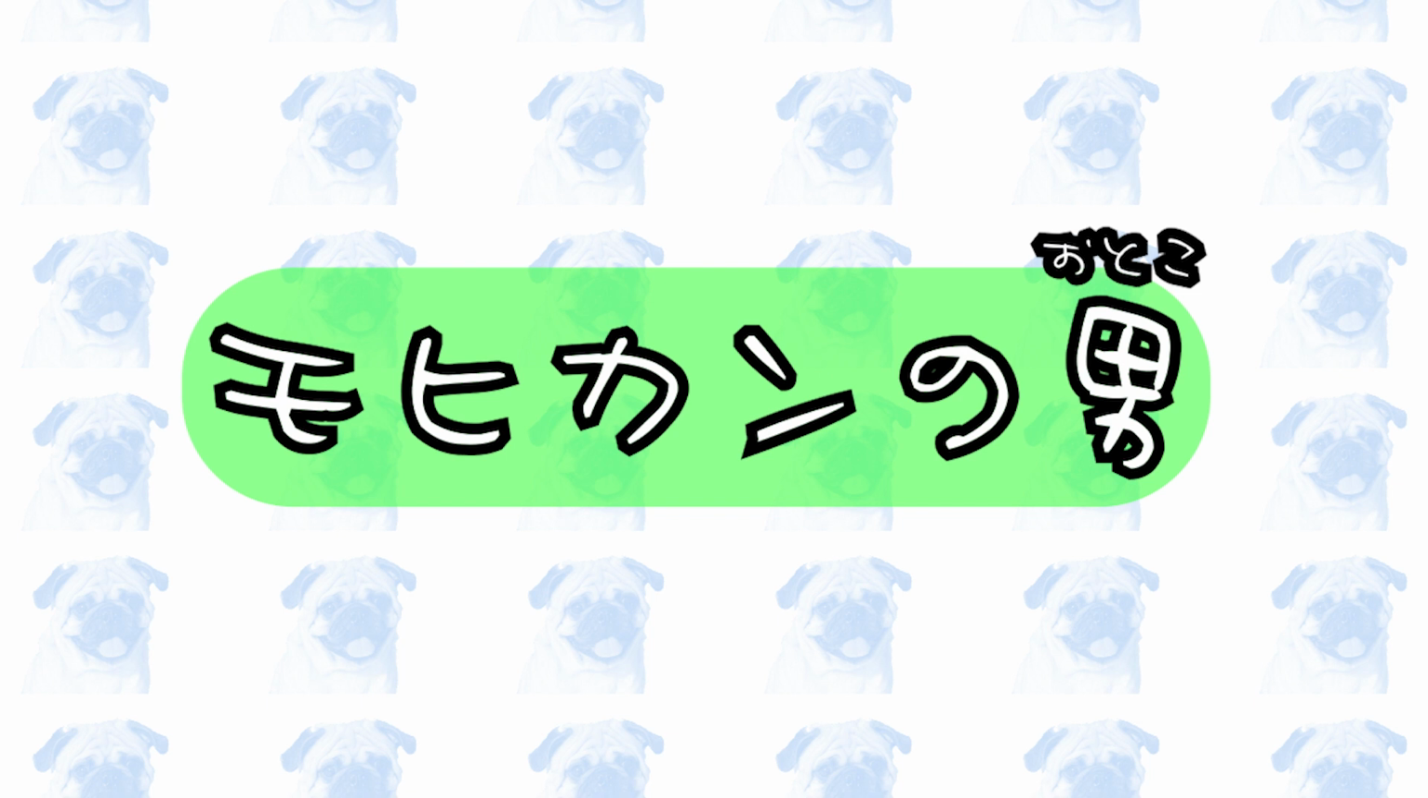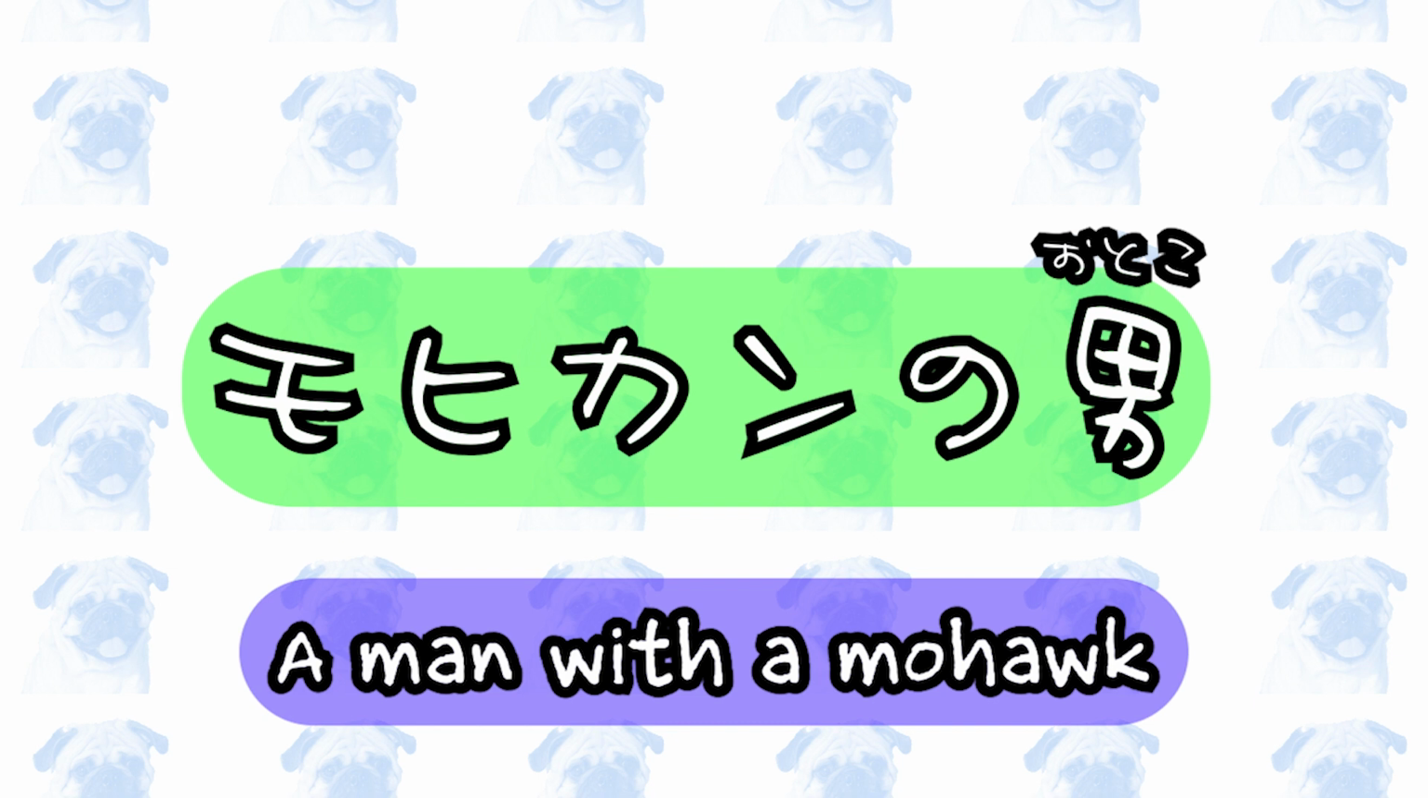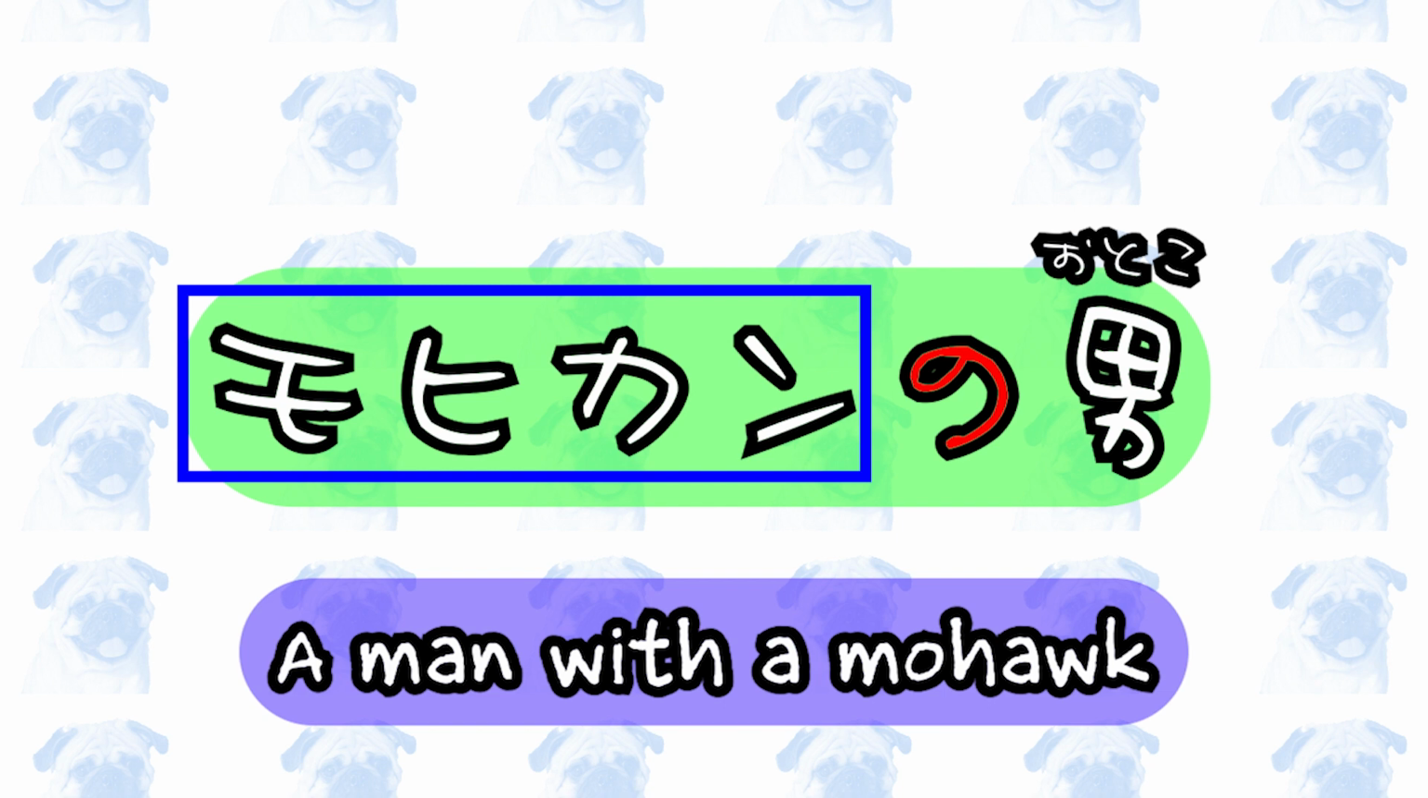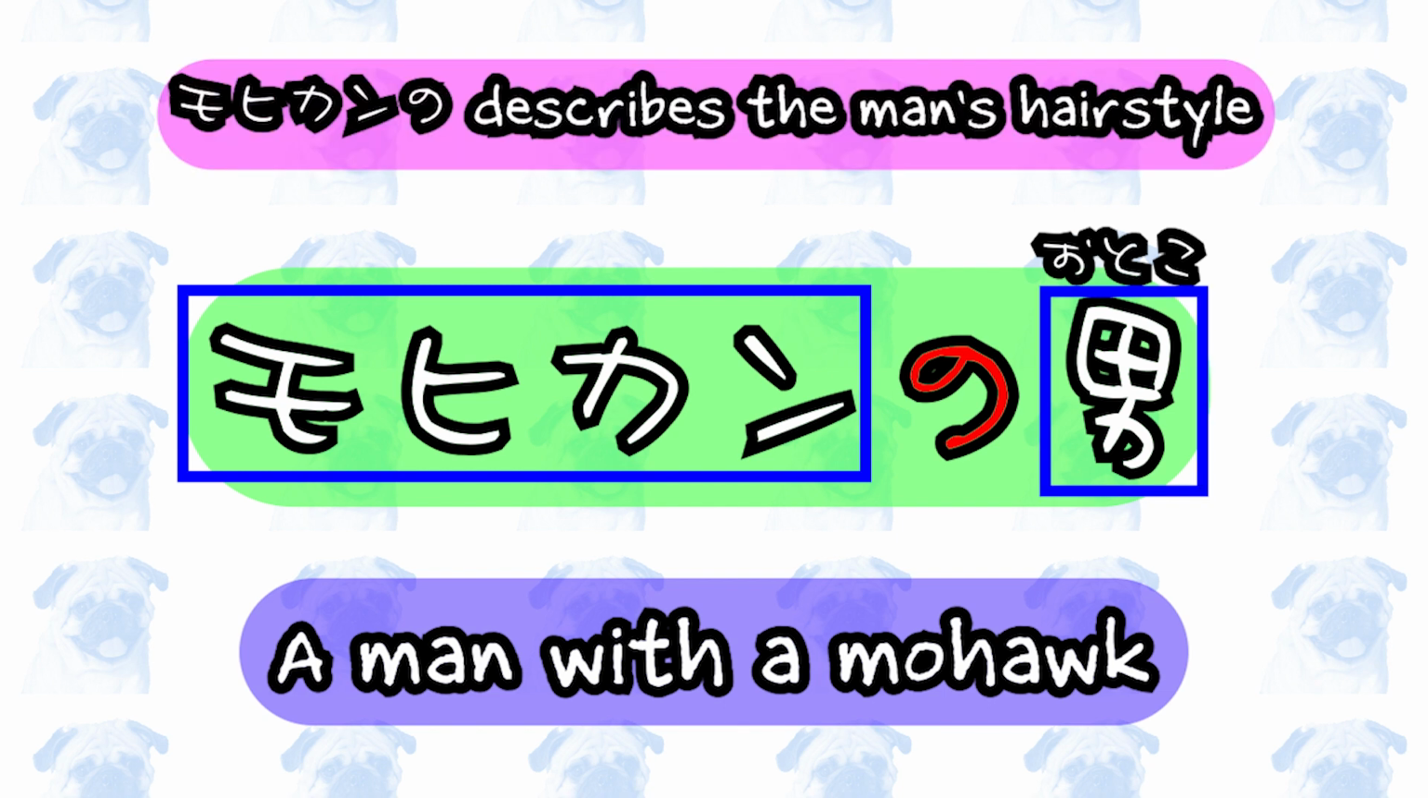Another example. モヒカンの男, a man with a mohawk. In this phrase, no links two nouns, モヒカン mohawk and 男 man. Mohikan no describes the man's hairstyle.